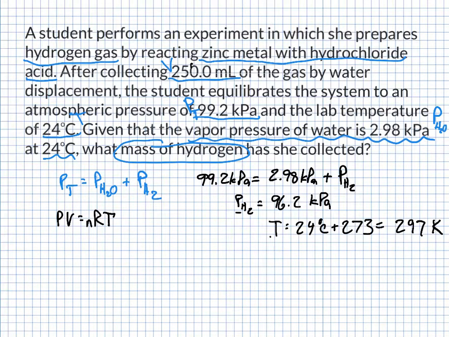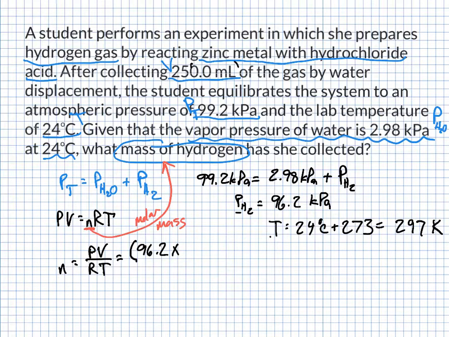So how can I get mass out of this? Which of those variables is related to mass? Well, it's my moles here. My n I can convert to mass using the molar mass. So I need to get n. So rearranging my formula for n is going to give me P times V over R times T. Great. So open a parentheses. That pressure was 96.2. The volume was 250.0 milliliters.